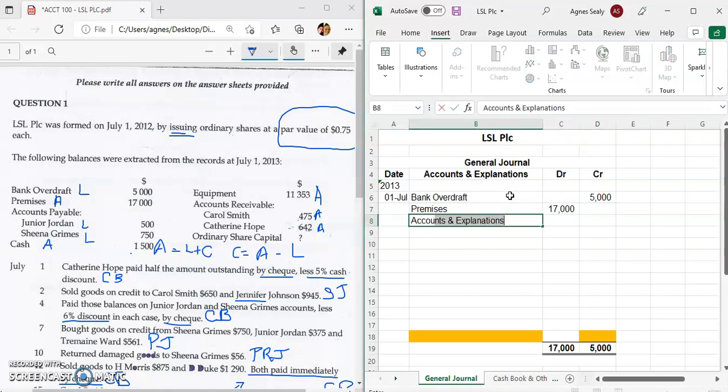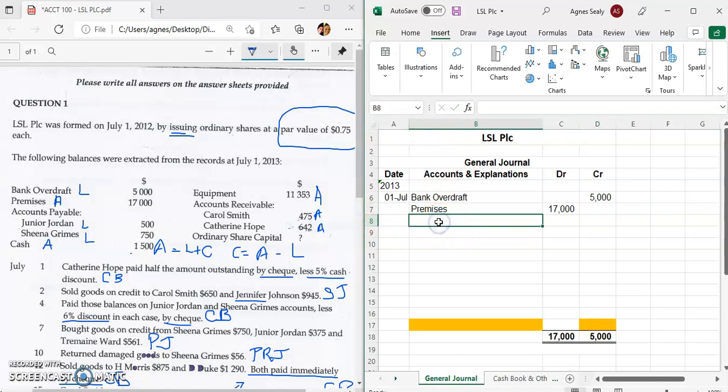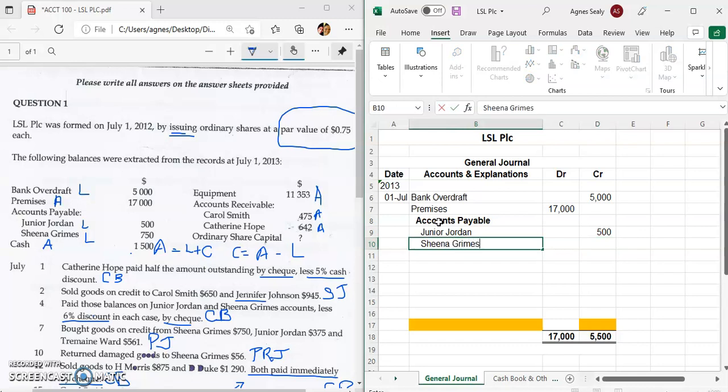We have accounts payable. So you have Junior Jordan. That's a liability, so the balance is $500 in the credit column. And we have Sheena Brains, also a liability because they are creditors, with a balance in the credit column of $750.